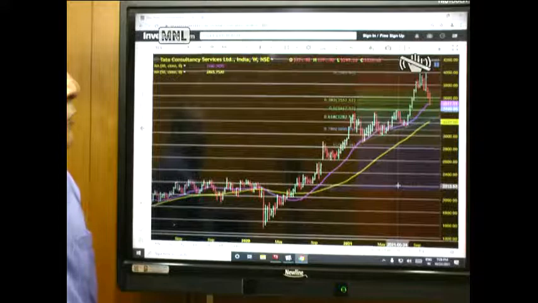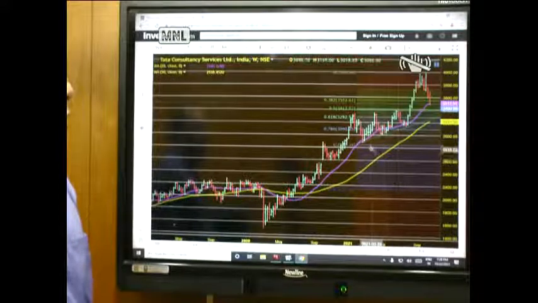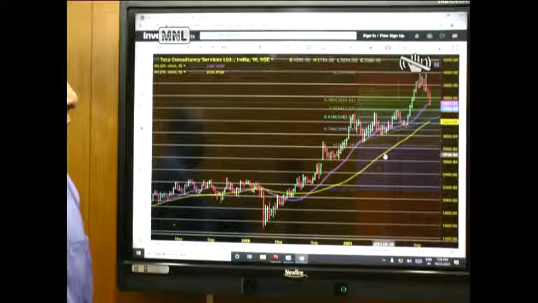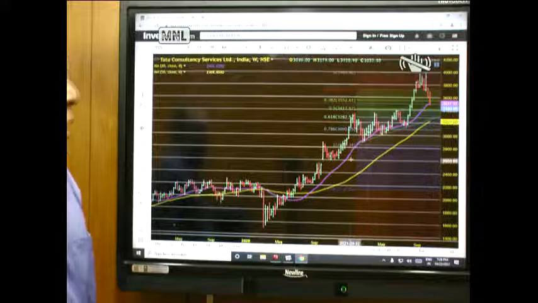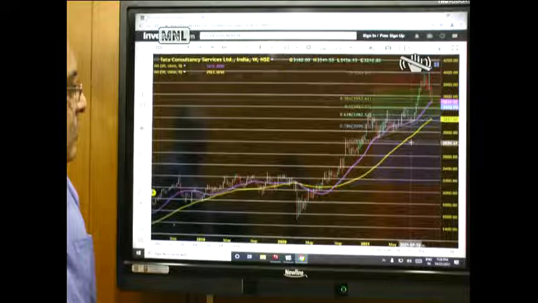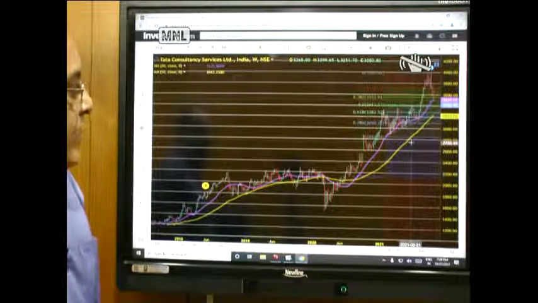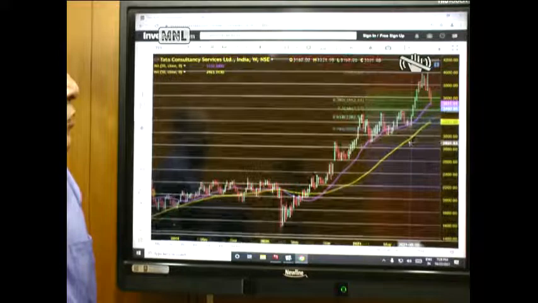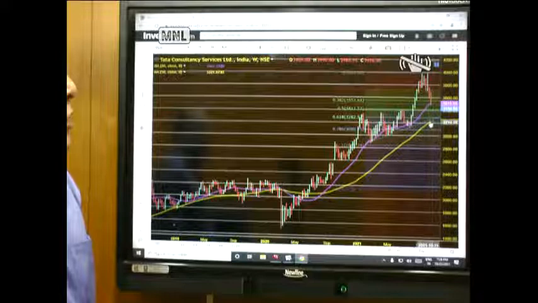See, every time there is a fall, it had come close to the 20-week moving average and taken support in the last couple of months. But right now, that seems to be giving way. So that means the next is the 50-week moving average, which should be coming closer to this. It is coming closer to 32.23 or so.